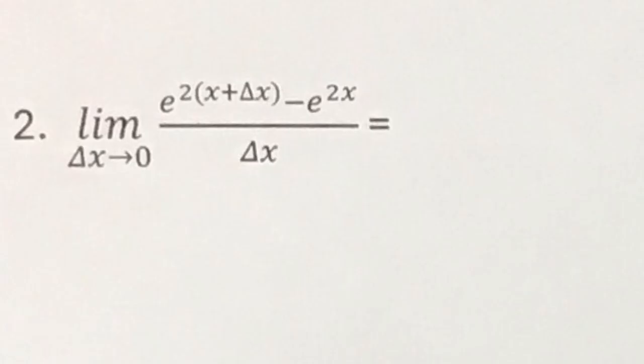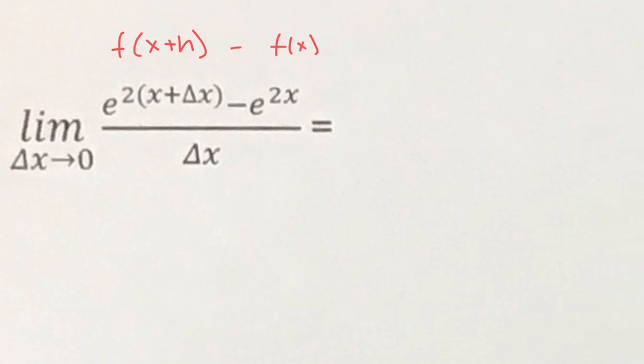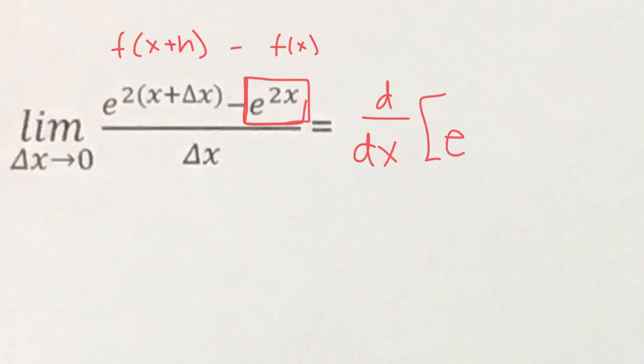So looking at this, it's the same equation. Limit as delta x goes to 0. So here's your f of x plus h. Here's your function, right? So this is asking us to take the derivative of e to the 2x. That's what it wants us to do. Just take the derivative of e to the 2x.